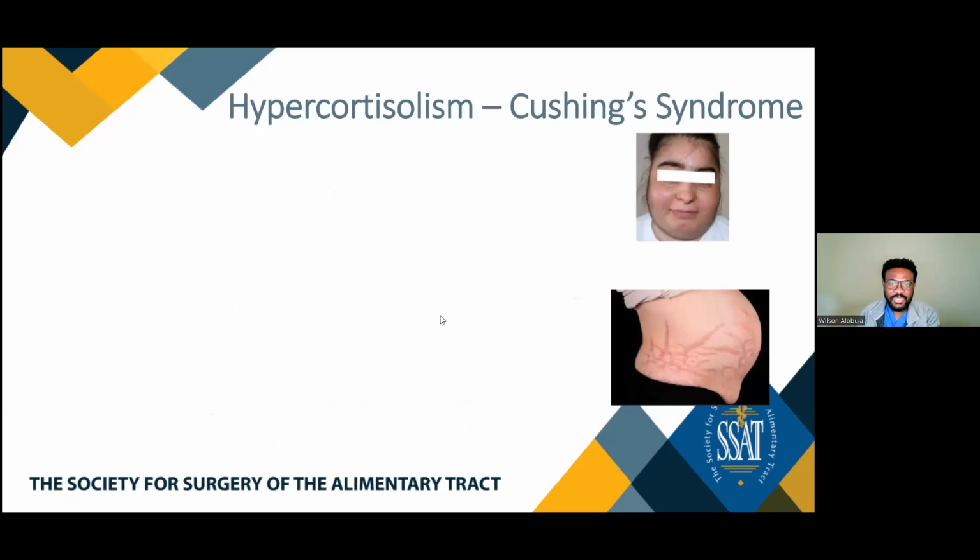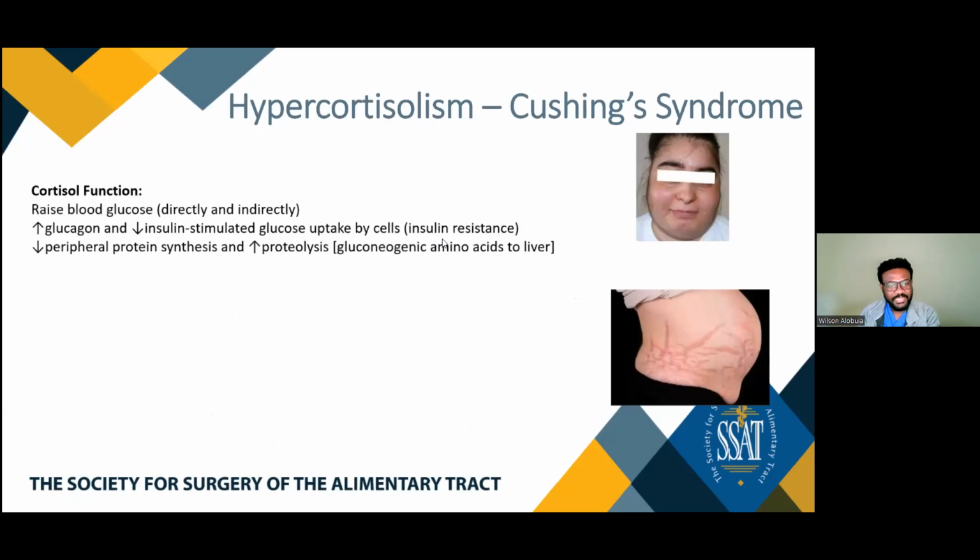Next in the zona fasciculata is cortisol, so Cushing's syndrome. Obviously, we all know the function of cortisol raises blood glucose both directly and indirectly. And it does this mostly by increasing insulin resistance, so the cells see more glucose and are able to use more glucose.